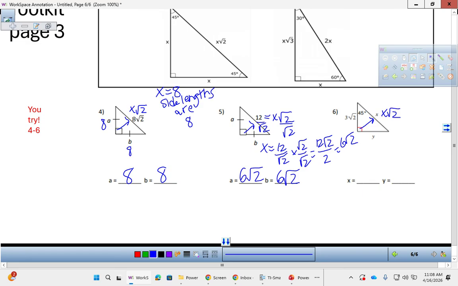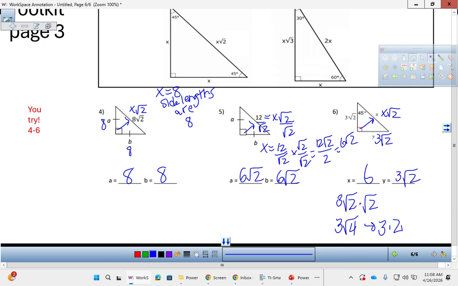And then for this one, I actually have the side length. So if I have one side length, I immediately have the other. So the y's got to be the same as the 3 root 2. And then the hypotenuse is whatever the side length is times root 2. So the hypotenuse is 3 root 2 times root 2, right? Side length times root 2. Or 3 root 4. Or 3 times 2. So the hypotenuse would have to be 6 for this one.